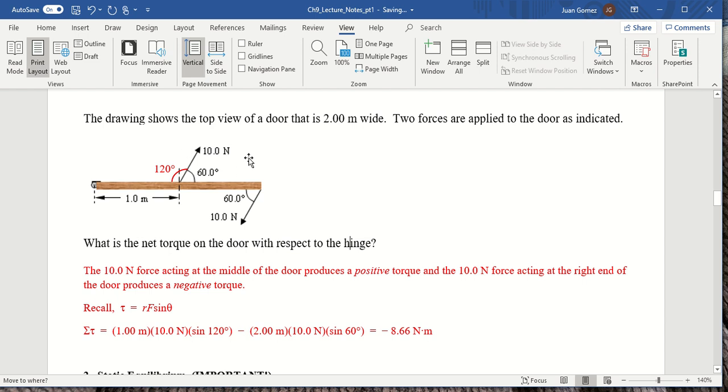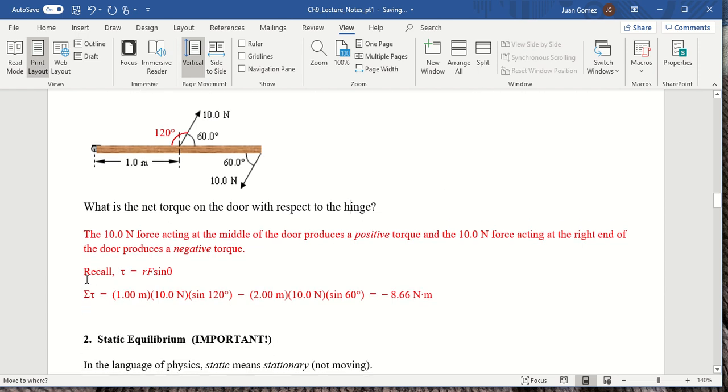That's a positive torque. Now let's look at the 10 Newton force acting at the right end of the door, in other words, at 2 meters from the hinge. Well, you're pulling down on the door like that, it's going to rotate clockwise. Again, it might take some getting used to. So the 10 force acting in the middle, that's the positive torque. The 10 Newton force acting at the right end, that's a negative torque. And remember, torque is RF sine theta.